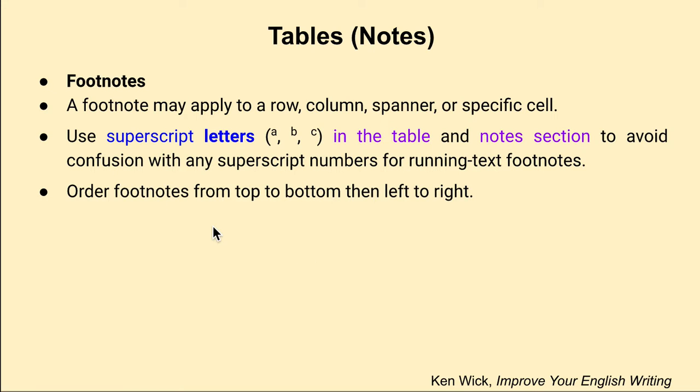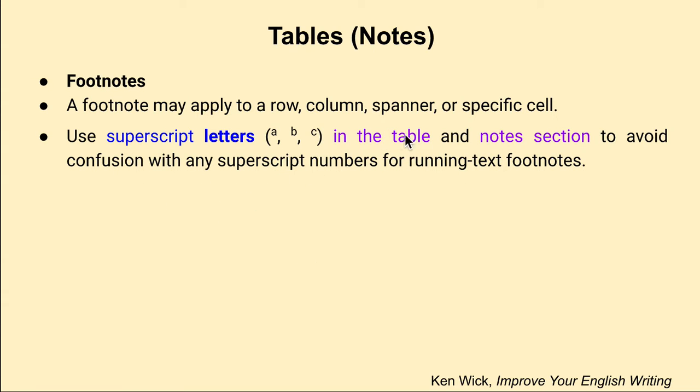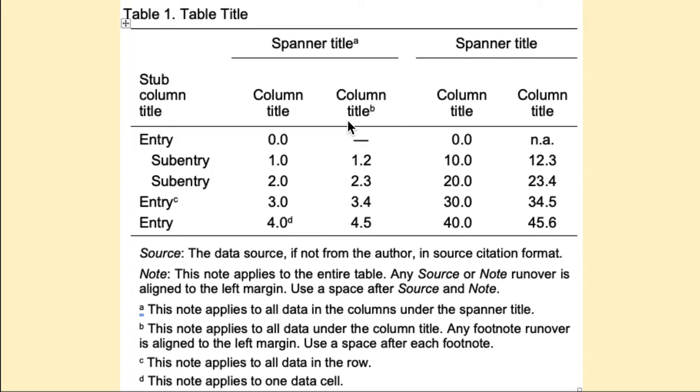So use superscript letters in the table and in the notes section to avoid confusion with any superscript numbers in the running text. Basically, we use numbers for footnotes in the running text, so to avoid confusion, we use superscript letters in the table and in the notes section. Notice how these are superscript letters here in the table, and they're also superscript down here in the footnote.